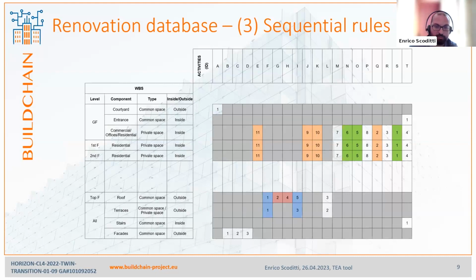To provide an example of the activity-based rule considered, these slides present the renovation activities that could be conducted in each working area of a renovation project and indicate their usual sequential order. For example, a terrace is renovated by starting with activity F, that I don't remember what is, then activity L, and final activity I.